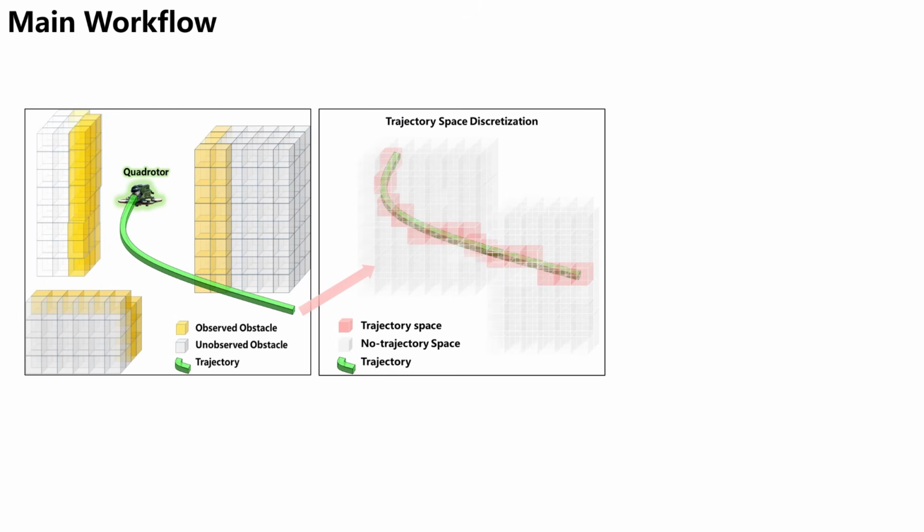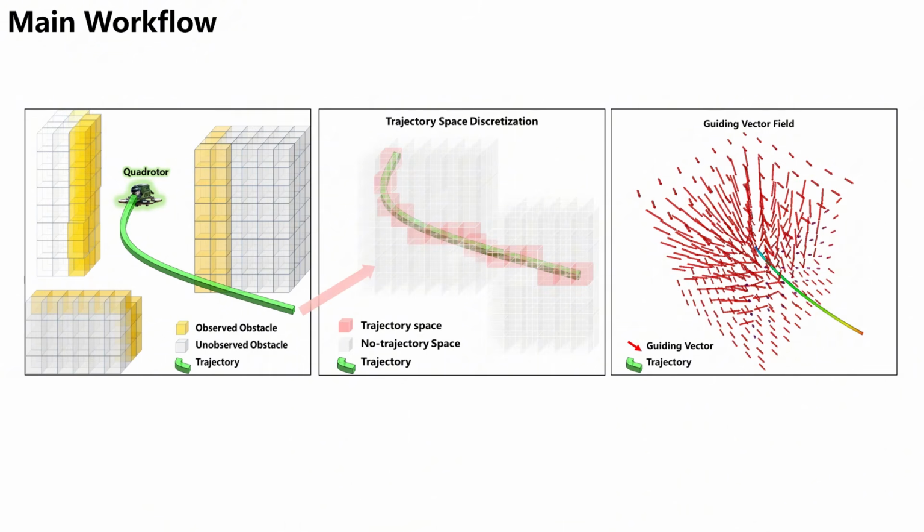Based on this field, we can naturally obtain the normal vector of any point in space with respect to the trajectory. At the same time, by applying a second-order polynomial fitting to several nearby points on the trajectory, we obtain the tangent vector. Finally, we derive the guiding vector field shown on the right. It is important to note that the trajectory here is planned online in real time. Therefore, the guiding vector field is also constructed online in real time.